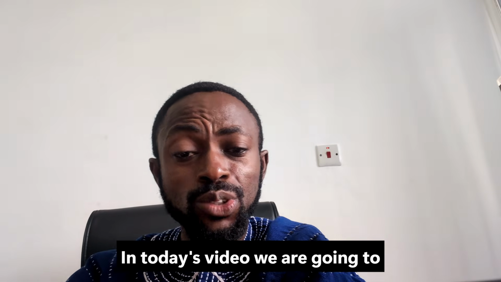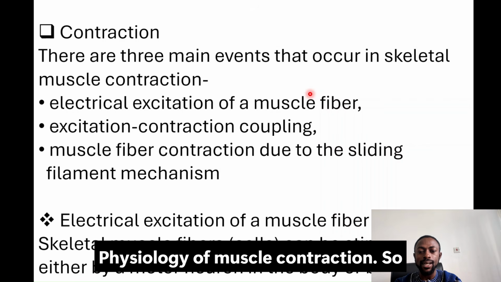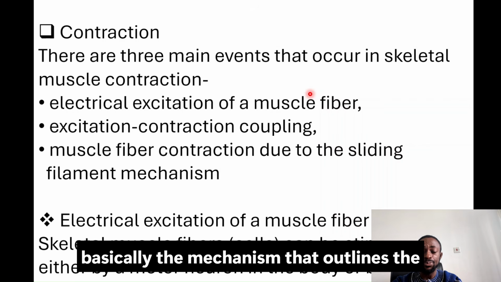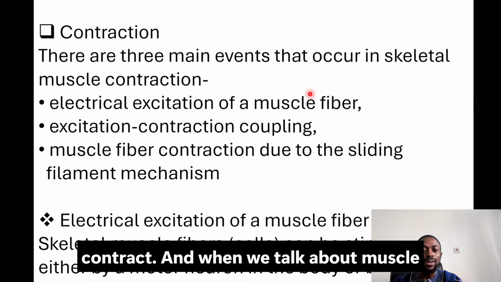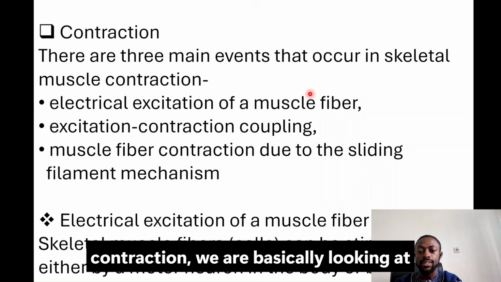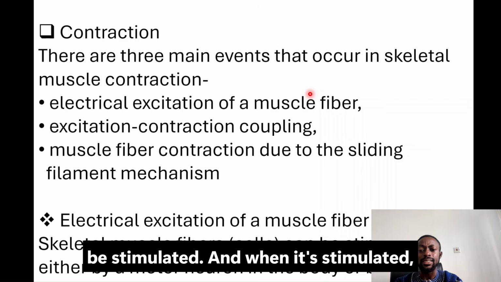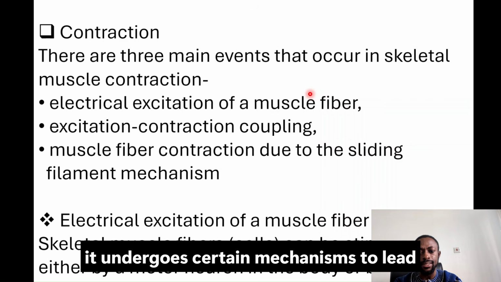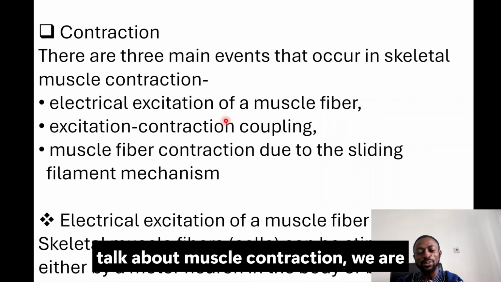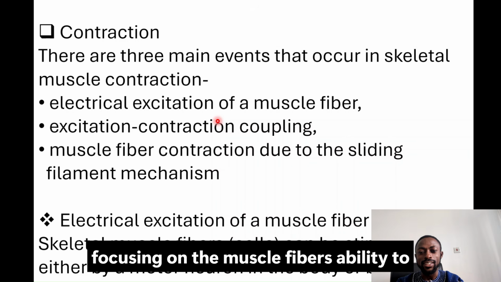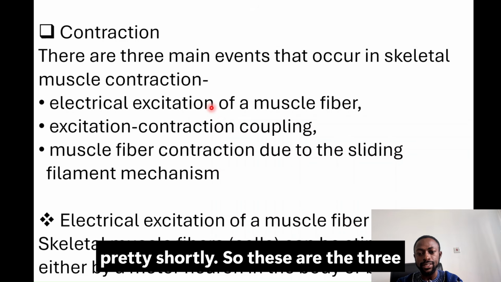In today's video, we are going to look at the physiology of muscle contraction. So basically, the mechanism that outlines the various processes for a muscle to simply contract. And when we talk about muscle contraction, we are basically looking at the muscle's ability, first of all, to be stimulated. And when it's stimulated, it undergoes certain mechanisms to lead to muscle contraction. Again, when we talk about muscle contraction, we are focusing on the muscle fibers' ability to shorten in length. We'll look at that pretty shortly.